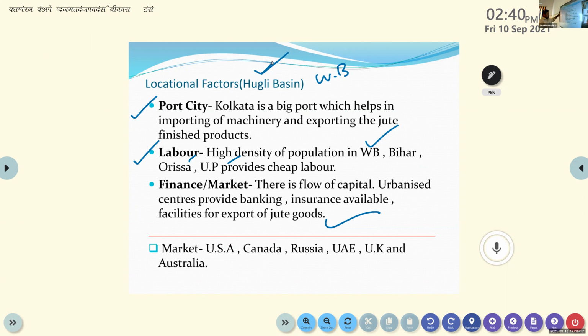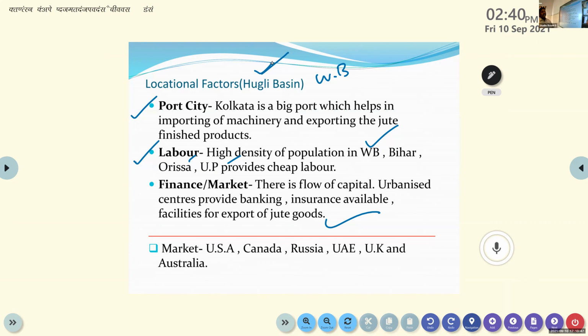Okay, one is the port city, labor, finance, and markets. Port city means Kolkata is a big port which helps in importing the machinery and exporting the jute textile to other countries. And the labor: the population density of West Bengal is very high, and states like West Bengal, Bihar, Orissa, and UP also provide cheap labor, which is necessary for jute production in West Bengal.